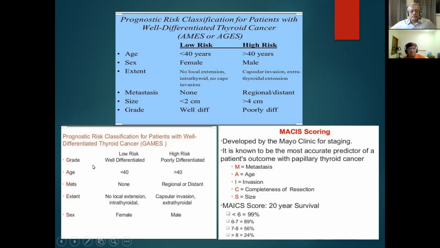Age. G is grade. M is metastasis. And here in AGES, E is extent. That is no thyroid, no local extension. That is intrathyroidal. That comes in the low risk group, and high risk is capsular invasion and extrathyroidal invasion. And also one more scoring system, that is MAICS: metastasis, age, invasion, completeness of resection and size.